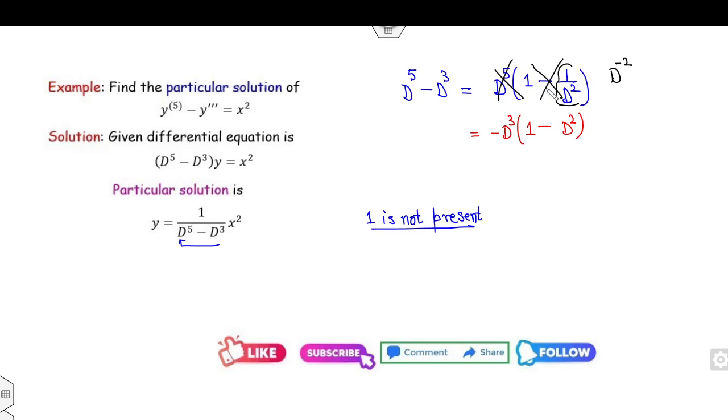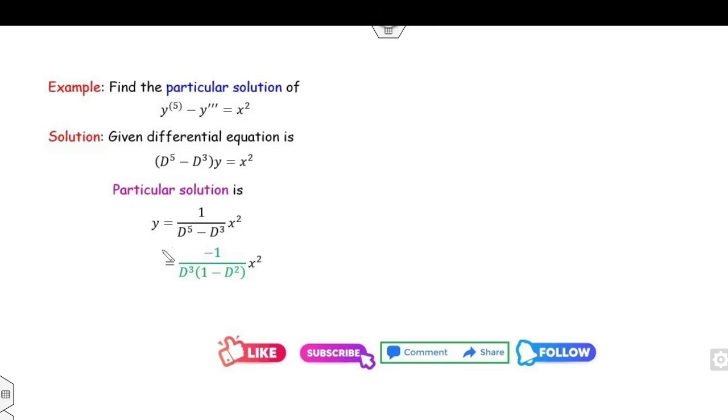Fine. Whenever you want to expand the series, either 1 plus x or 1 minus x, you always need the degree to be positive. So that means I can consider minus 1 over d cube as common, then it will be minus 1 over 1 minus d square. Always remember, firstly you need a 1 and the degree should be positive. Now you can expand them.